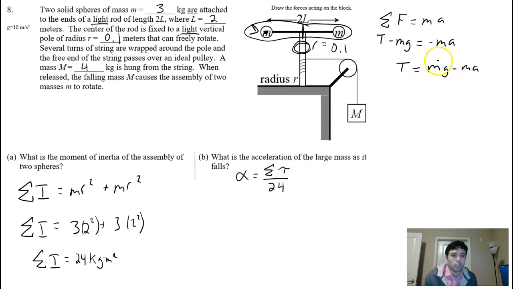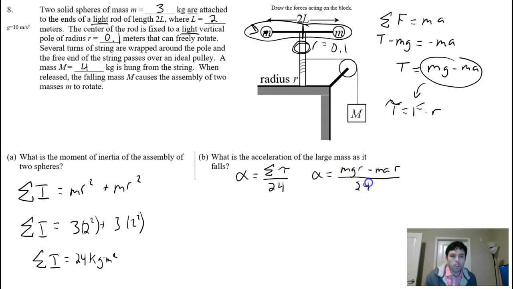All right, so what is the torque? Well, it's mg minus ma times r. Remember, torque is force times r. This tension is the force, so we're going to plug this in for the F, times r to get our torque. So I'm going to replace this T here. So alpha equals mg r minus ma r, just like last time, all over 24. And where did the r come from? I just distributed the r's. I'll write mg minus ma, all that times r. I didn't really have to in this problem, but I did it anyway.